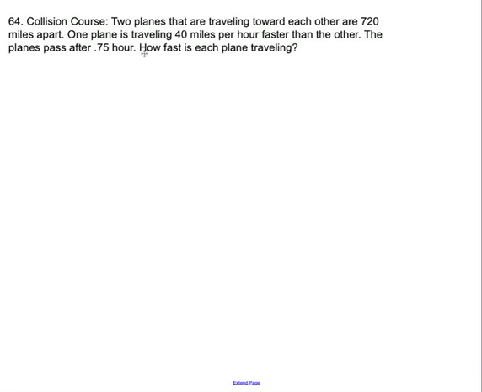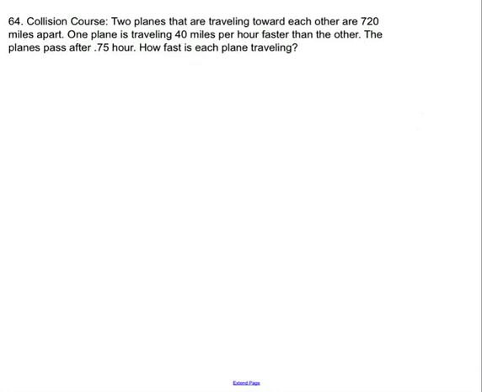Okay, on this one it says two planes are traveling towards each other at 720 miles apart. One plane is traveling at 40 miles per hour faster than the other. The planes pass at 0.75 hours. How fast is each plane traveling?